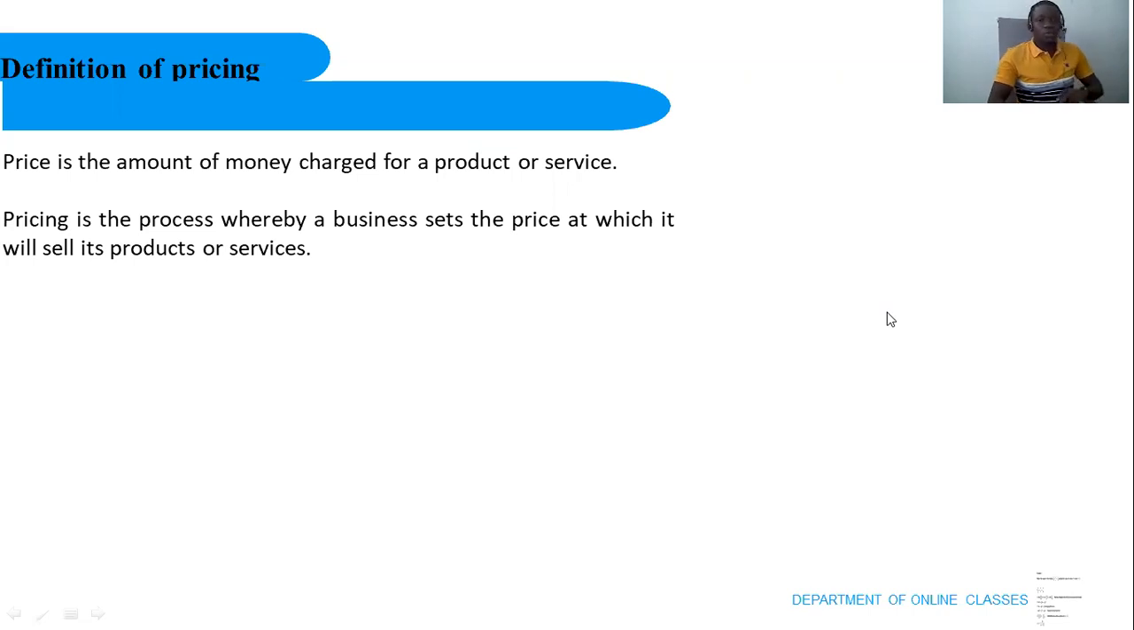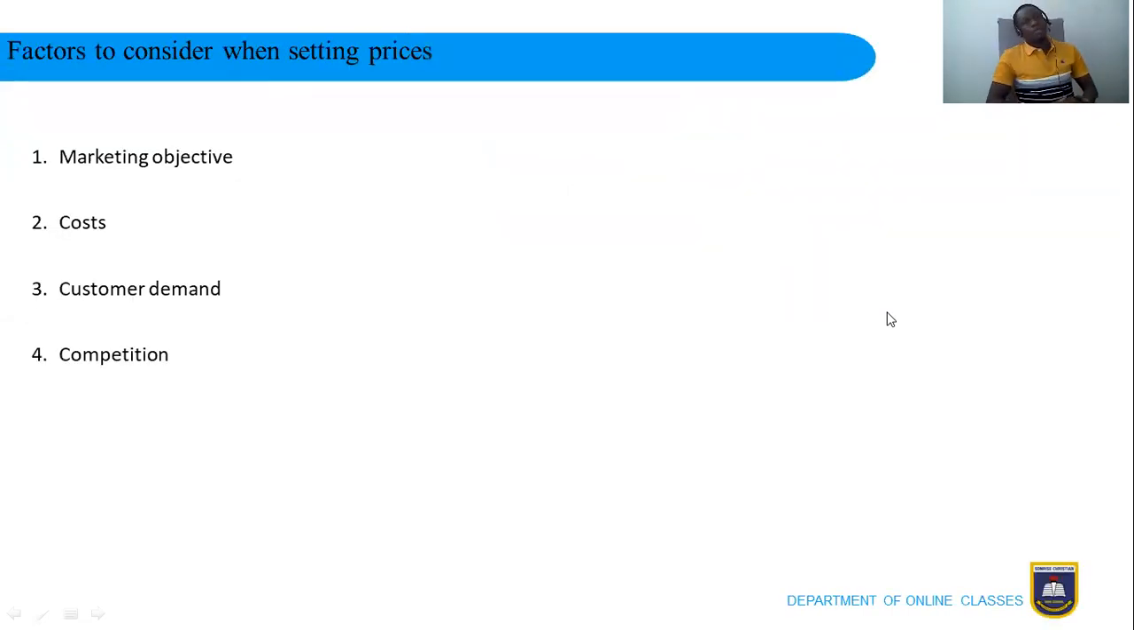So we will move on straight to the factors to consider when setting prices. The factors to consider. You don't just stand up and say, "Oh, the company is mine, all I want is profit, so I just want to set any form of price." No, there are factors that ought to be considered before you do that. One, what is the marketing objective? The marketing objective. That is one.